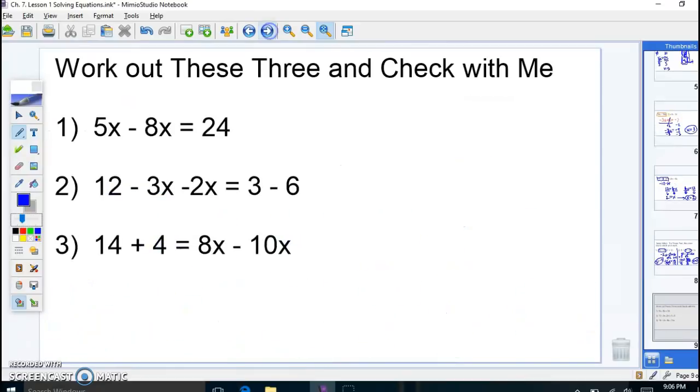Now, on this last slide, what I would like for you to do is work out these 3 problems. When you're finished, raise your hand and I'll come by and check, and then we'll go from there. If you have any questions on any of the problems that I've shown you in this video, please don't hesitate to ask, and I'll try to help clarify any questions that you might have.